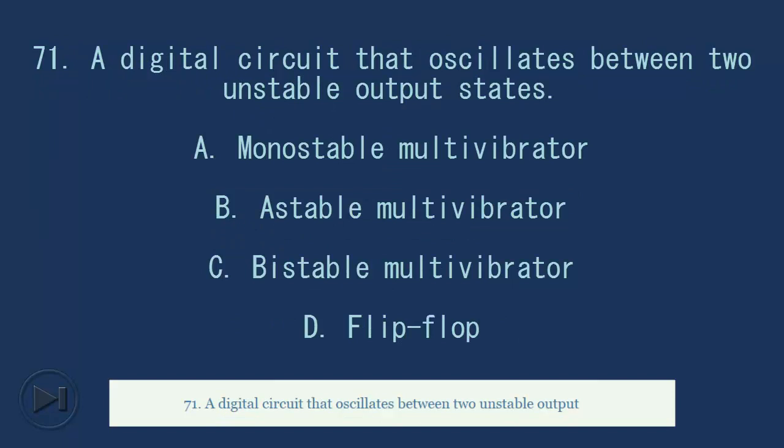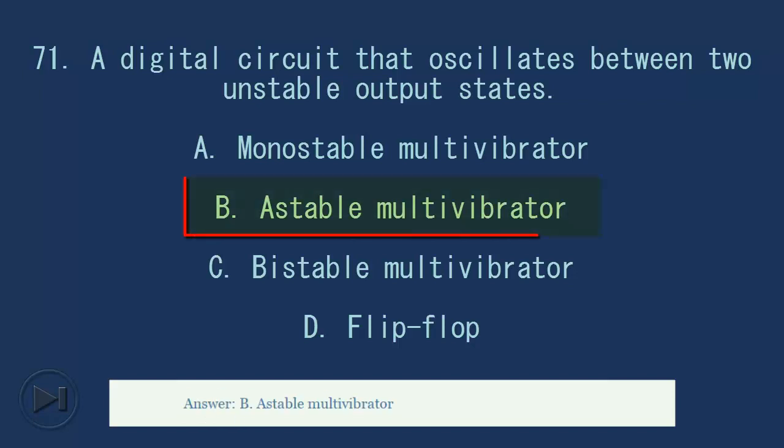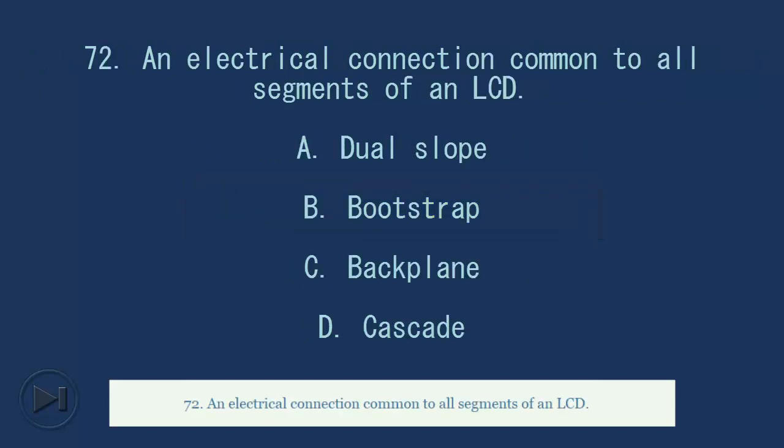71. A digital circuit that oscillates between two unstable output states. A. Monostable multivibrator. B. Astable multivibrator. C. Bistable multivibrator. D. Flip-flop. Answer, B. Astable multivibrator.